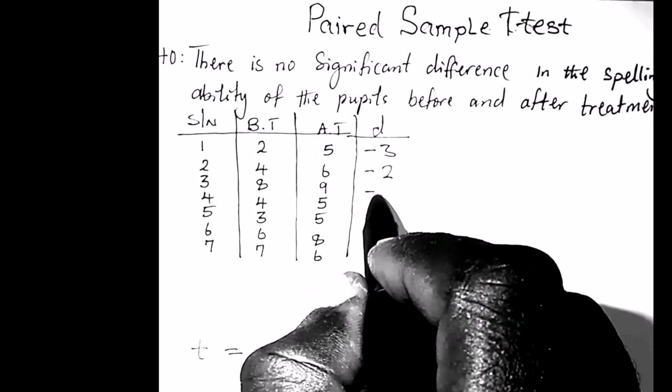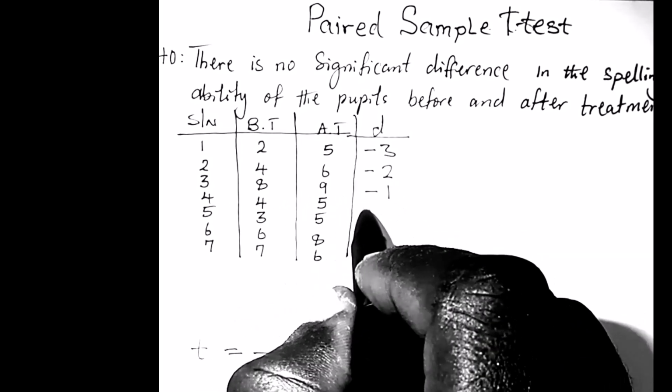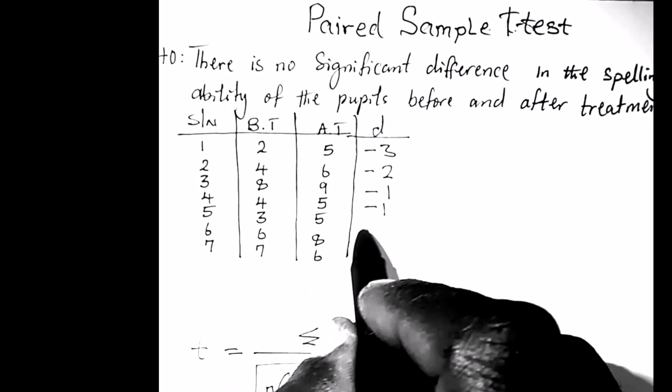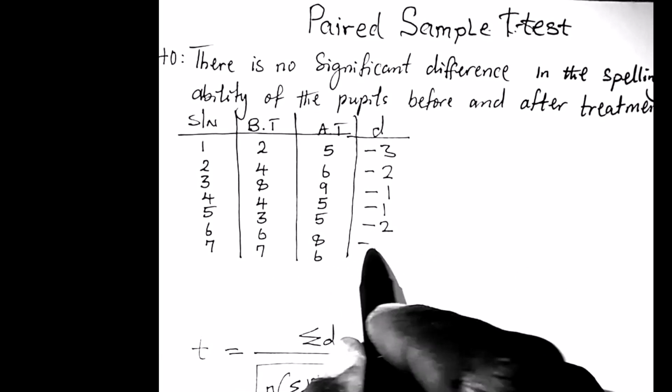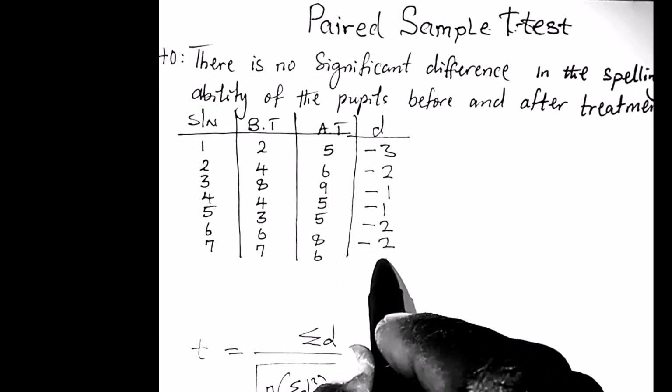9 minus 8, we'll have minus 1. 4 minus 5, we'll have minus 1. 3 minus 5, we'll have minus 2. 6 minus 8, we'll have minus 2. Then 7 minus 6, then we'll have 1.